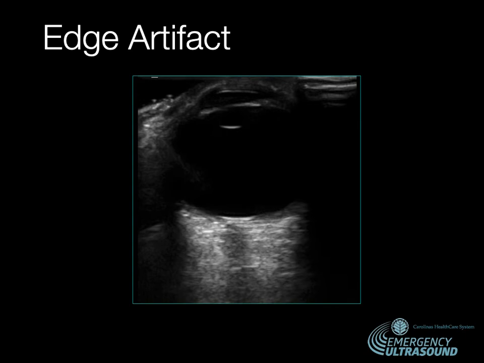Edge artifact is when we start to see what appears to be shadowing at the edges of a round or cystic structure, and we're not actually seeing shadowing, that's edge artifact. It's the refraction of the sound beam from a curved reflector that causes returning echoes to be weakened and shadows appear distally.